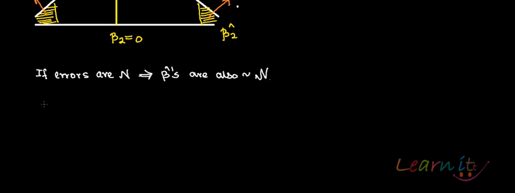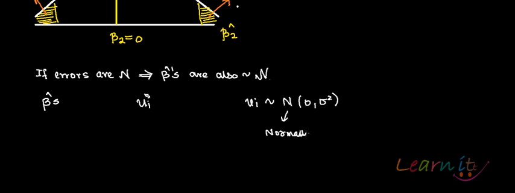So in case you want to know how beta hats are distributed, you have to understand how the u_i are distributed. Okay, in case you say that u_i are normally distributed, this is one of your assumptions, the normality of errors: they are distributed with zero mean and sigma square variance. Okay, this means they are normally distributed.